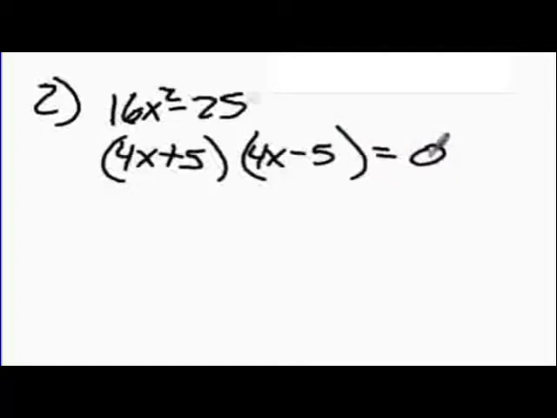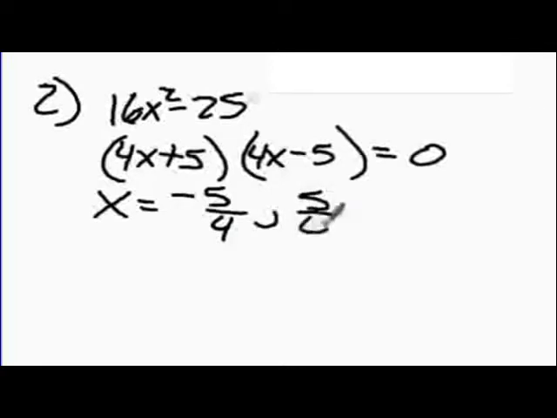If this was set equal to 0 now, we can solve it. The opposite of 5 is negative 5, divided by the coefficient 4, and you're going to get the opposite of 5, positive 5, over 4, and you can write that as plus or minus 5/4.